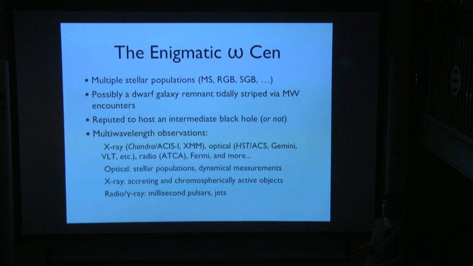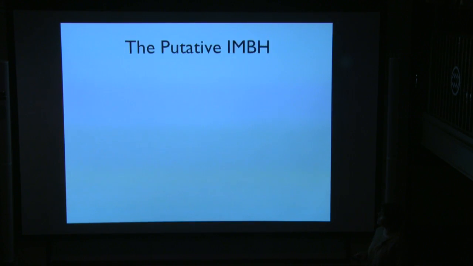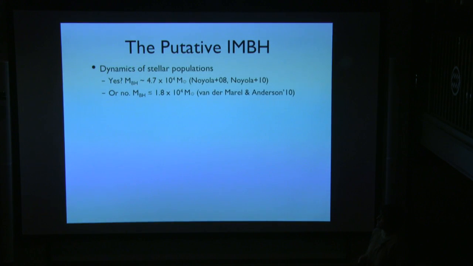We've never been able to find any radio detections of pulsars in Omega Centauri, and so that's an interesting missing population, which we see to be sort of ubiquitous in other clusters. In particular, 47 Tuc has a large population of millisecond pulsars. So just to focus in here on the intermediate mass black hole.